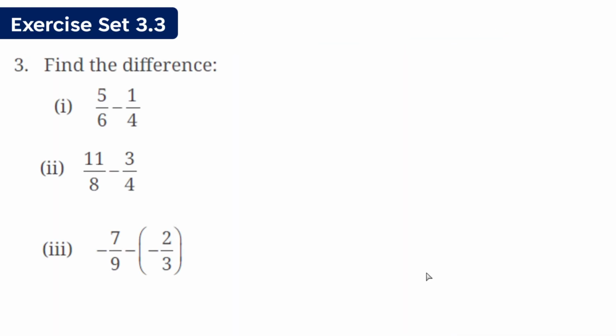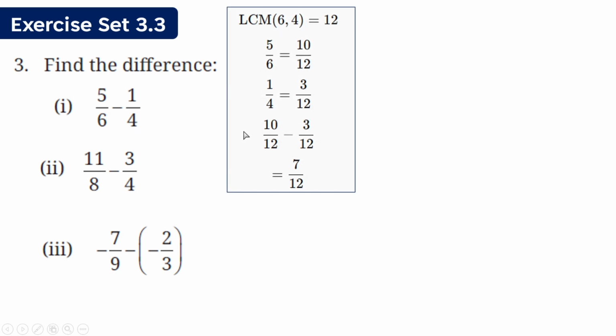The next question is to find out the difference between the two given fractions. And the first rule is that we need to have common denominators. So 6 and 4, we have to find out the LCM of 6 and 4. So list down the multiples of 6 and list down the multiples of 4. And when you do that, you get to know that the least common multiple of 6 and 4 is 12, because 6 times 2 is 12 and 4 times 3 is also 12.